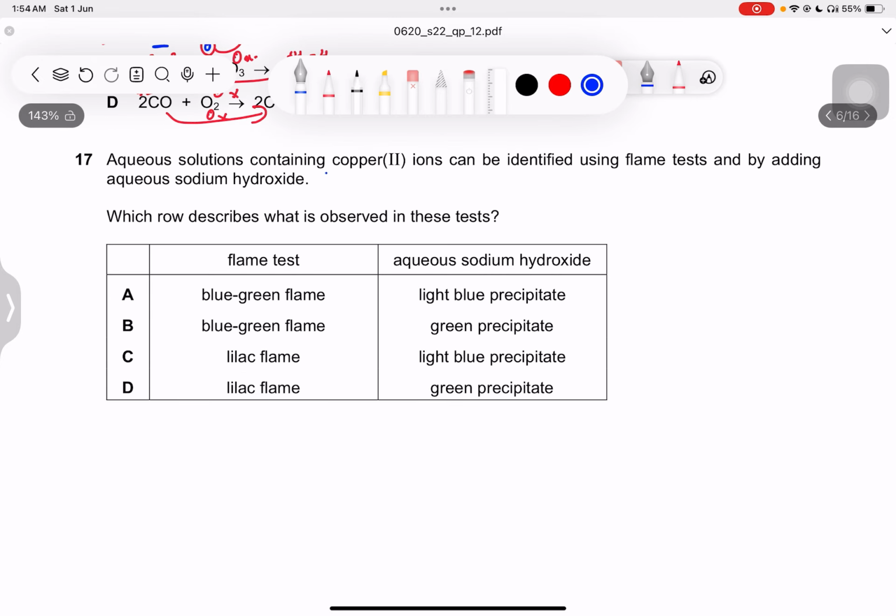Aqueous solutions containing copper-2 ions can be identified using flame test and by adding aqueous sodium hydroxide. Okay, so this is also notes for use in qualitative analysis. Which row describes what is observed in these tests? Aqueous sodium hydroxide should give us the precipitate, it should give us blue precipitate, not green. Green is given in iron and chromium. So blue is given in copper. And the flame test is obviously blue-green. So you just have to memorize this.